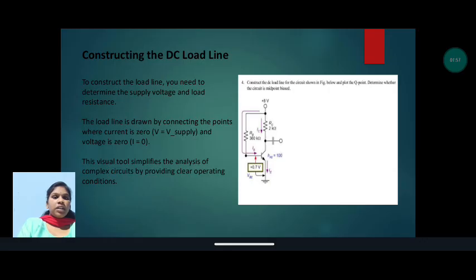Constructing the DC load line. To construct the load line, you need to determine the supply voltage and load resistance. The load line is drawn by connecting the points where current is 0, V equals V supply, and the voltage is 0, that is I equals 0. This visual tool simplifies the analysis of complex circuits by providing clear operating conditions.